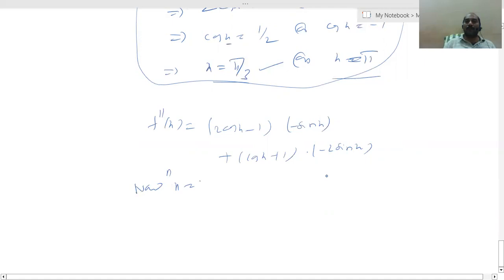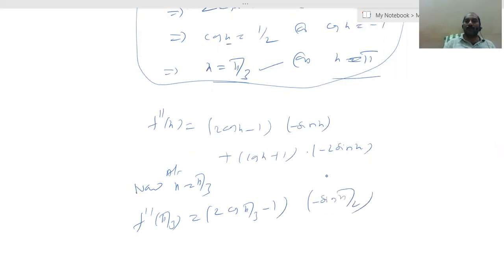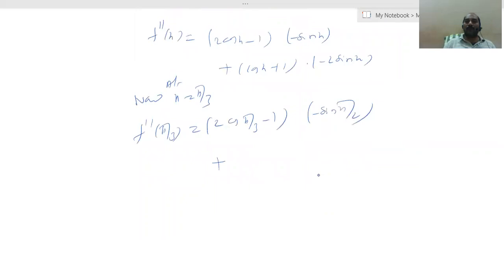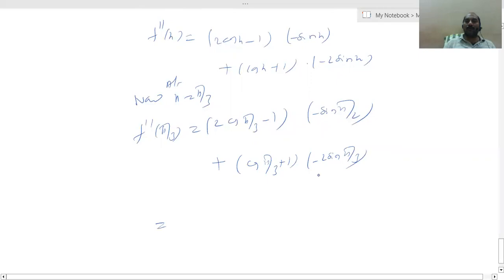Now at x equal to pi by 3, f double dash of pi by 3 is 2 cos pi by 3 minus 1 times minus sin pi by 3, plus cos pi by 3 plus 1 times minus 2 sin pi by 3. If this value is negative, then the function must have a maximum. So our question also gives the answer, so that the function has a maximum. That means we must show that this is negative.